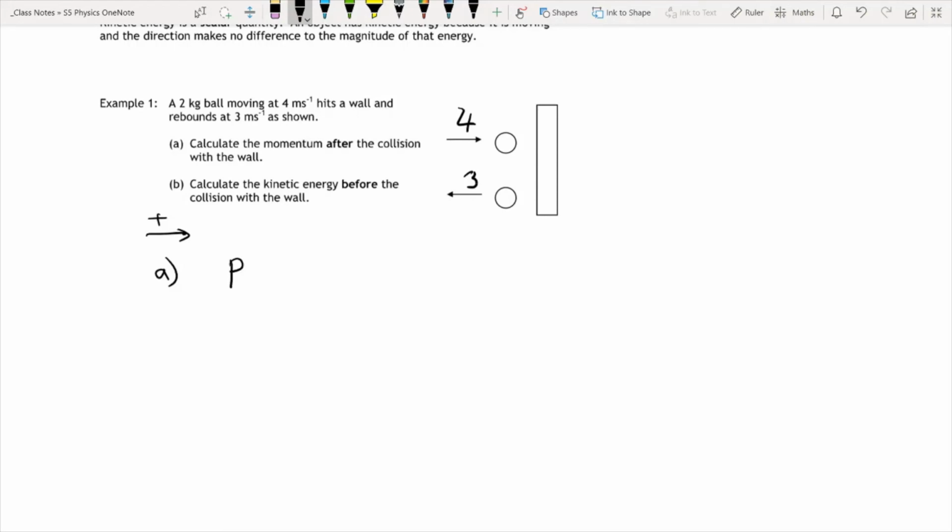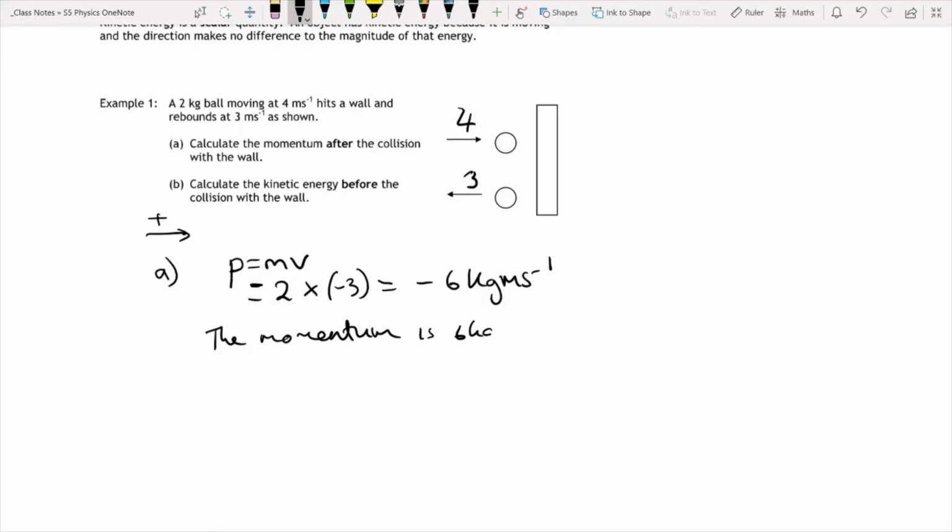So momentum is mass times velocity. The mass is 2 because it's a 2 kilogram ball, and the velocity is going in the opposite direction, so it would be -3. So yes, correct. It'll be -6 kilogram meters per second. And it's just always nice to finish off by writing a sentence just to say what that means. So the momentum is 6 kilogram meters per second to the left, or in the opposite direction of the original movement.